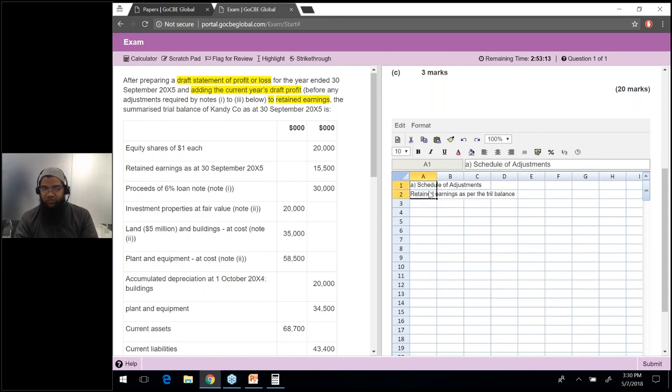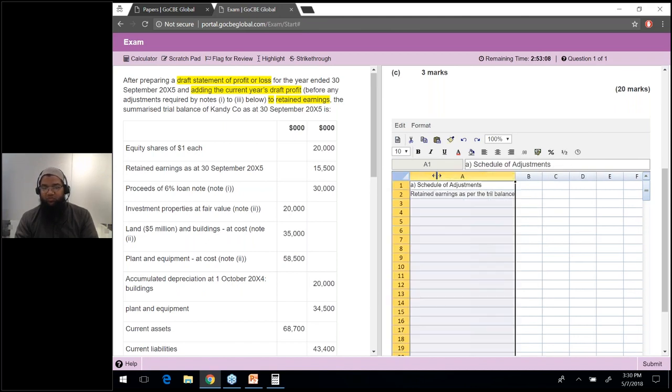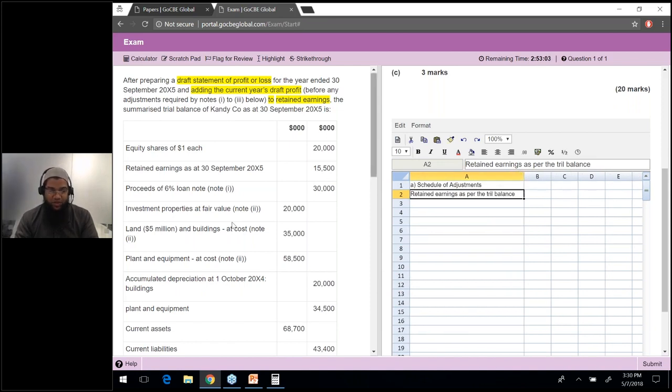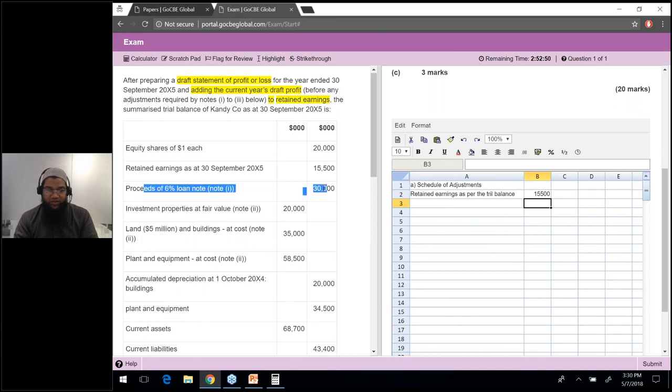So I've written the values over here, and if I double click on this, it will automatically adjust the column width, and I can even click and drag it accordingly. The question has given us equity shares of 20,000, retained earnings closing of 15,500. This is from where we need to start. And proceeds of 6% loan notes being 30,000.